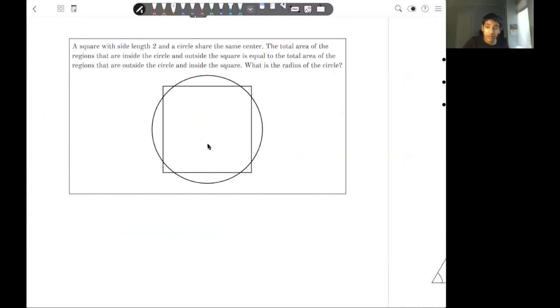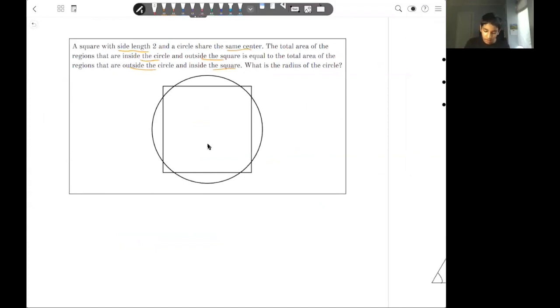A square, this is actually a really interesting problem. A square with side length 2 and a circle share the same center. The total area of the regions that are inside the circle and outside the square is equal to the total area of the regions outside the circle and inside the square. What is the radius of the circle? So this is a bit confusing.